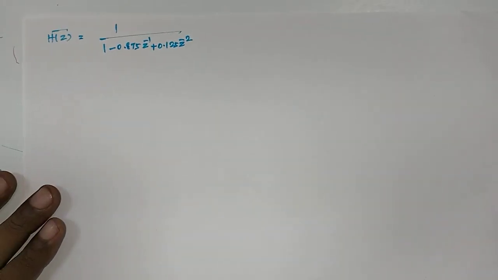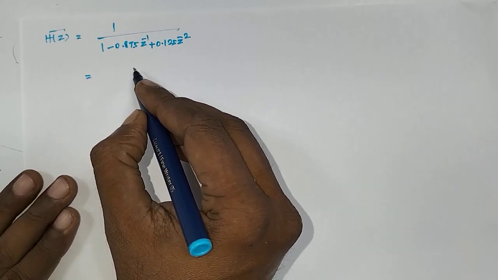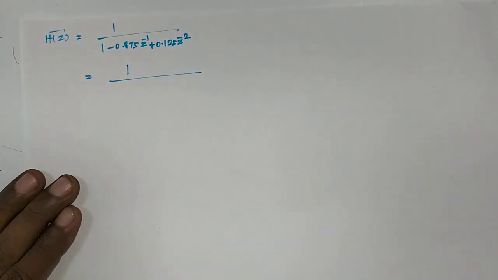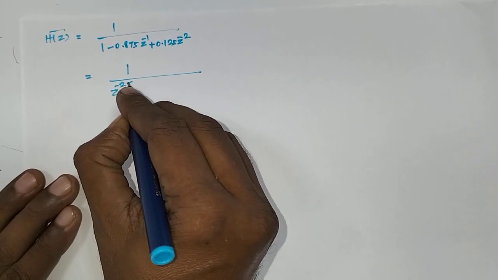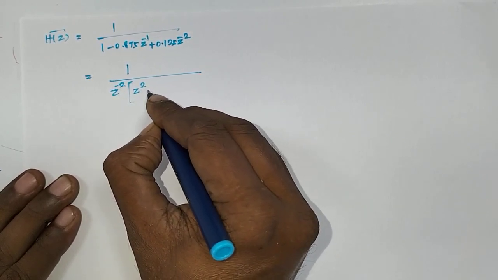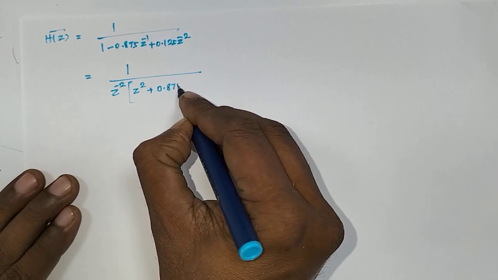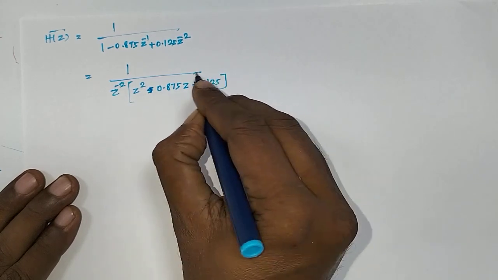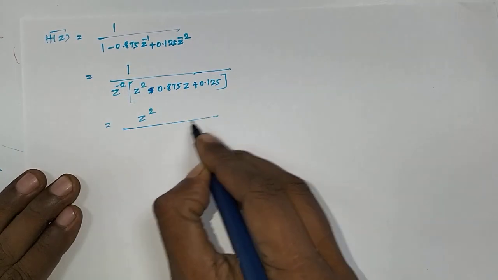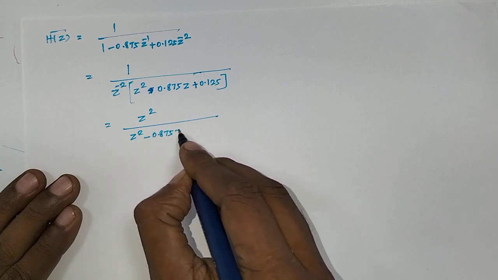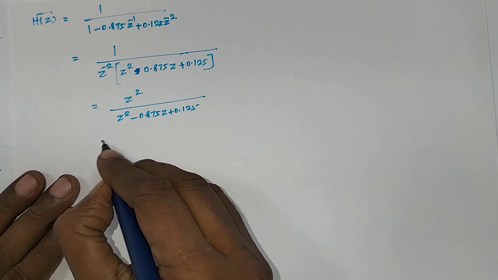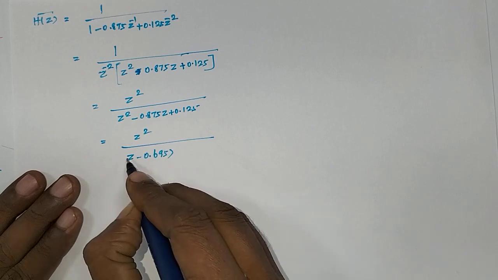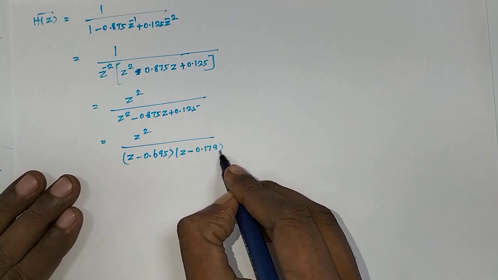Okay, so you have to find the new poles after the quantization. So for this I am just taking z power minus 2 common outside, that is 1 by z power minus 2 is z square minus 0.875 into z plus 0.125. So H of z is equal to z square divided by z square minus 0.875 z plus 0.125. So for this, the new poles are z minus 0.695 and z minus 0.179. So these are all the new poles.